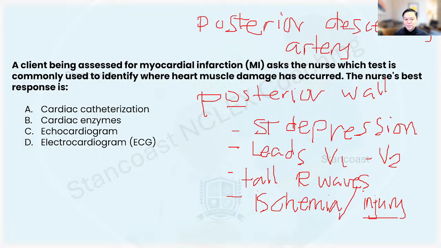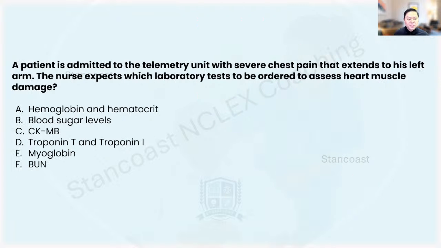All right, so that's about it. I'm going to add some more tomorrow about the EKG, but that's pretty much it about the changes in the electrocardiogram. So don't forget about the anterior wall MI with a STEMI. And we have the posterior descending artery, which can show ST depression in leads V1 and V2, and tall R waves. Now let's move forward to the next question.